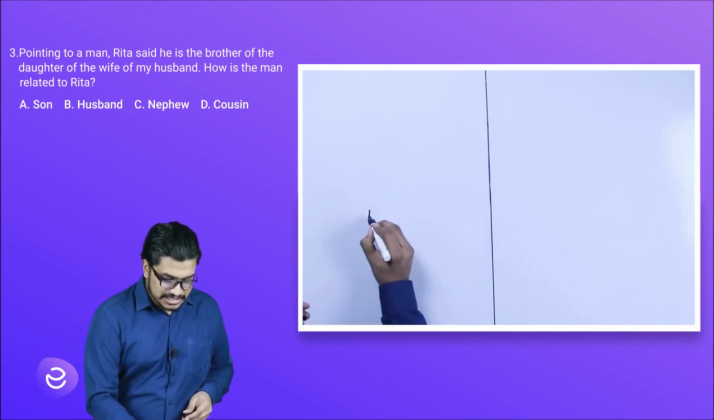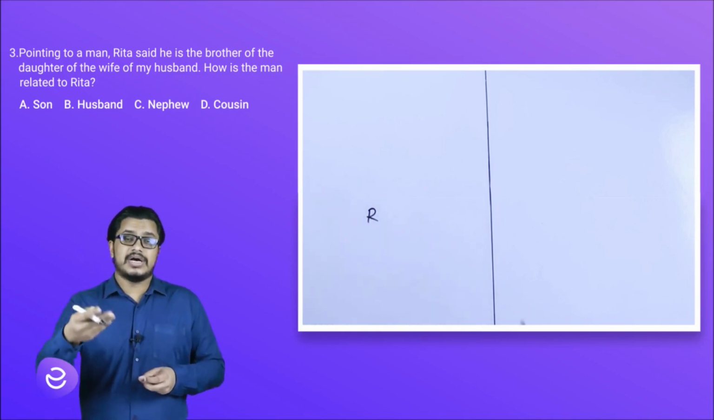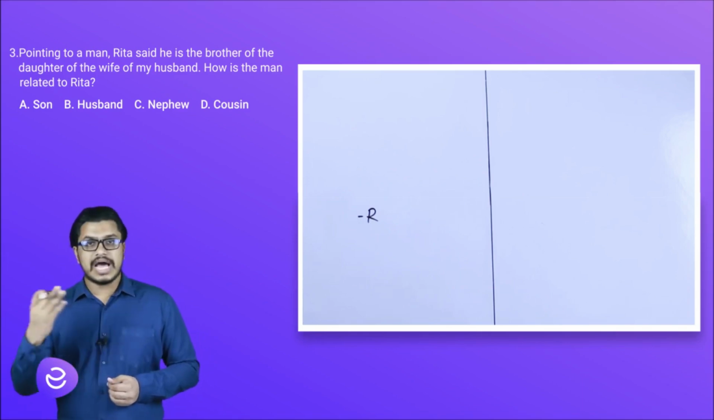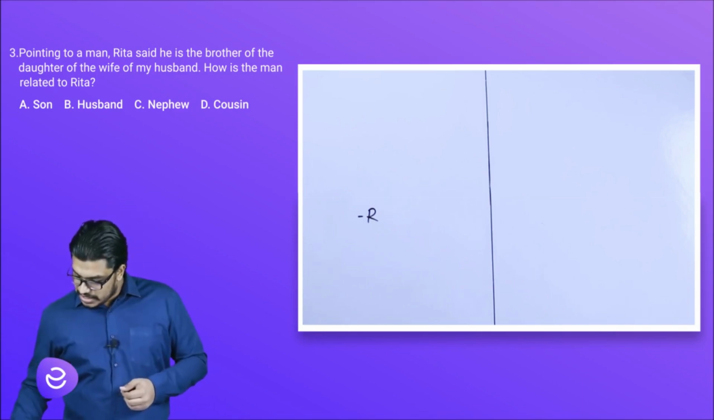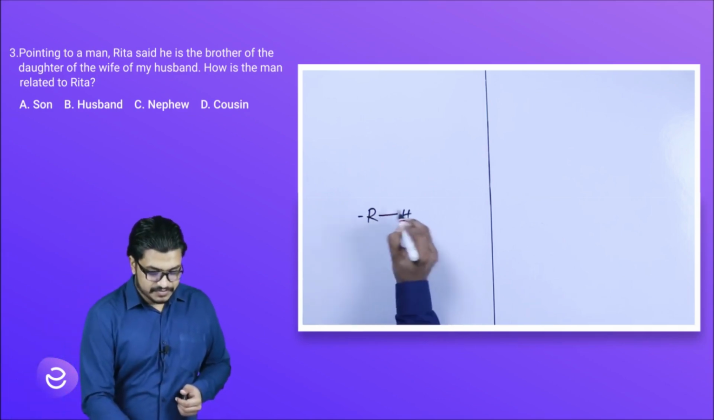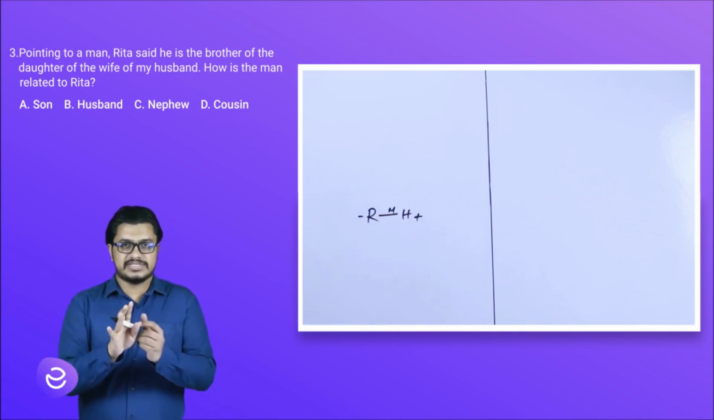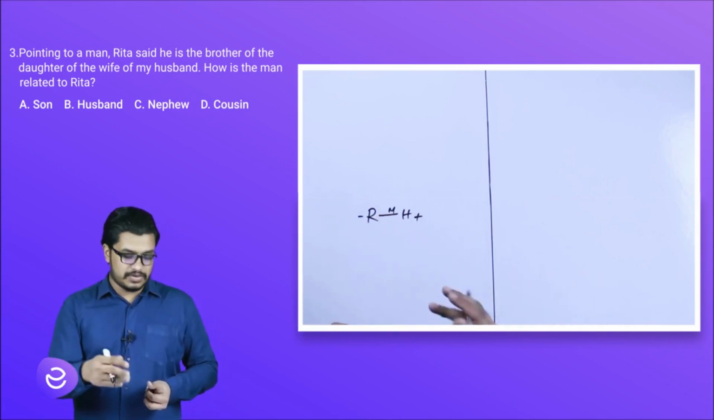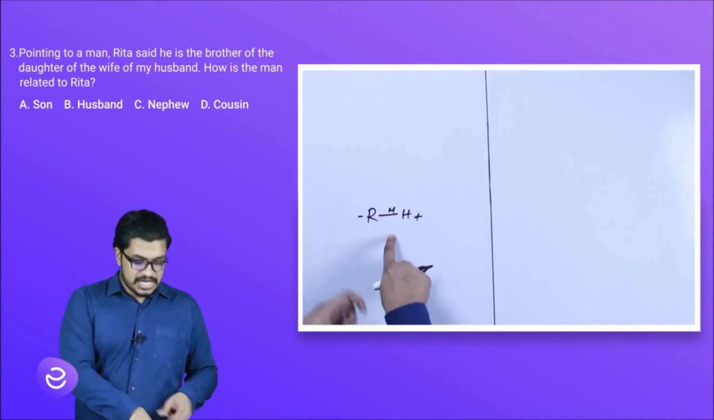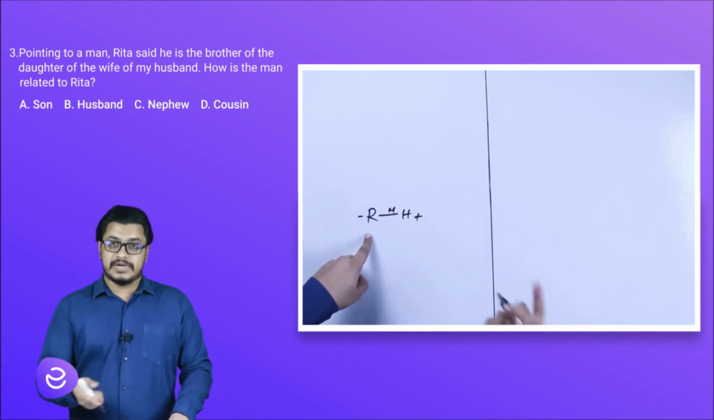Rita is the person who is speaking. Since the name is Rita, we can assume that she is a female. Now we start from the last relation. The first one is "my husband", so Rita's husband. So these two are married. This is Rita, this is her husband. This M stands for married. You can write whatever you want, you can write wife, you can write husband, anything, just to understand. So this is Rita, this is Rita's husband. Now the next relationship is wife.